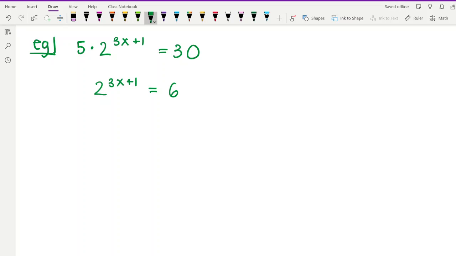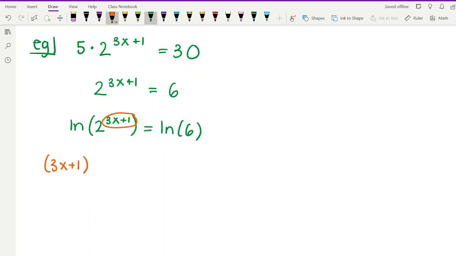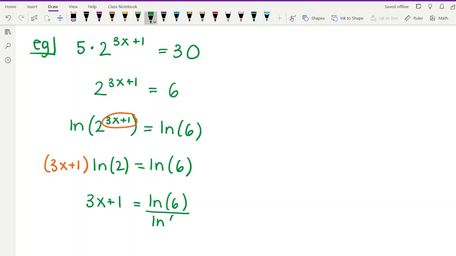Then, as we've been doing, we want to take a logarithm of both sides. So we have ln of 2 to the 3x plus 1 is equal to ln of 6. Then we can take this exponent and bring it down and say 3x plus 1 times ln of 2 is equal to ln of 6. And just like we did in the first example with this method, we want to divide both sides by ln of 2. So that will leave us with 3x plus 1 is equal to ln of 6 over ln of 2.